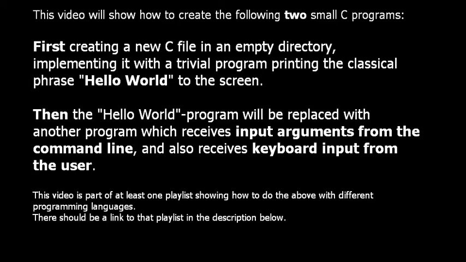This video will show how to create the following two small C programs. First, creating a new C file in an empty directory, implementing it with a trivial program, printing the classical phrase "Hello World" to the screen. Then the Hello World program will be replaced with another program which receives input arguments from the command line and also receives keyboard input from the user.